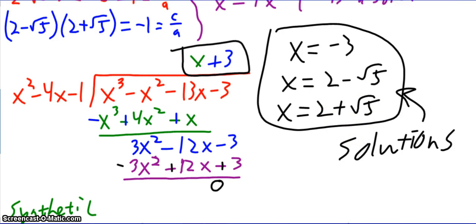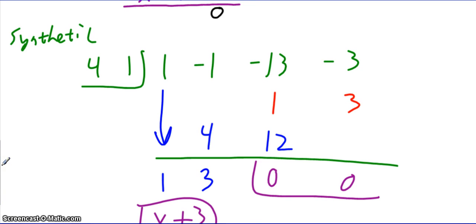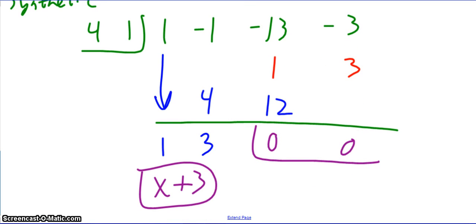I also showed you down here using that trick of synthetic division that I showed you before in class. If you use that trick, then I'm going to use the coefficients of 4 and 1, and you can see my work here. And again, I still get the x plus 3, so I get x equals negative 3 as my solution.